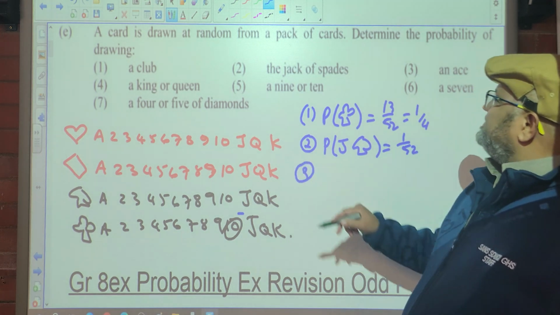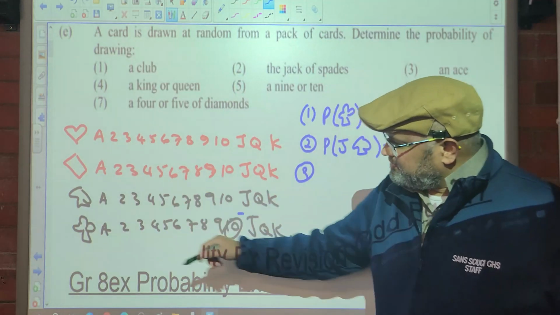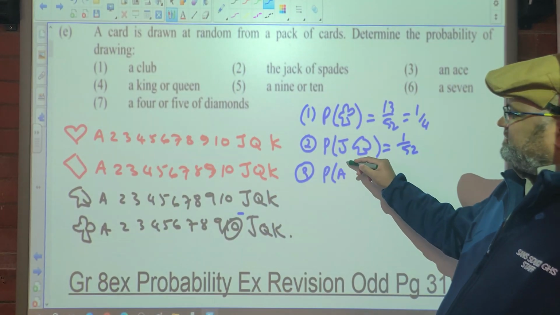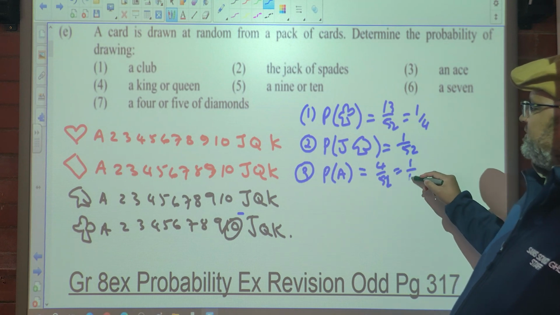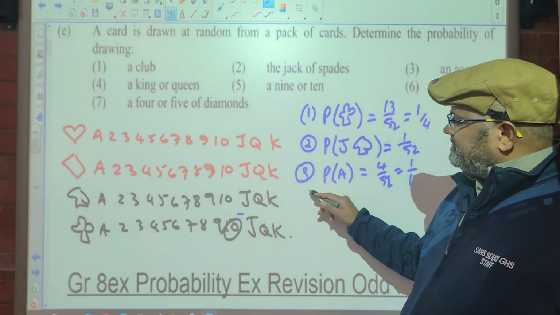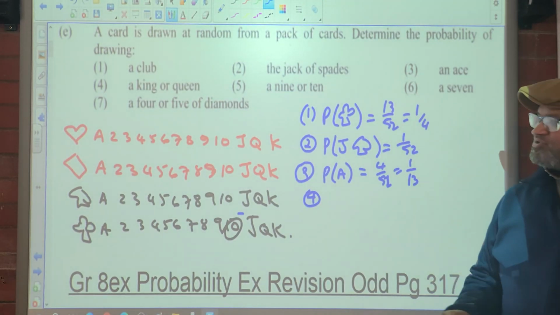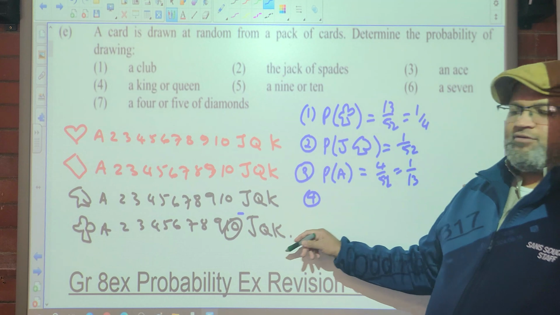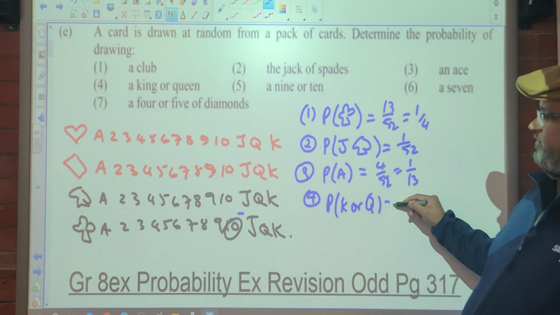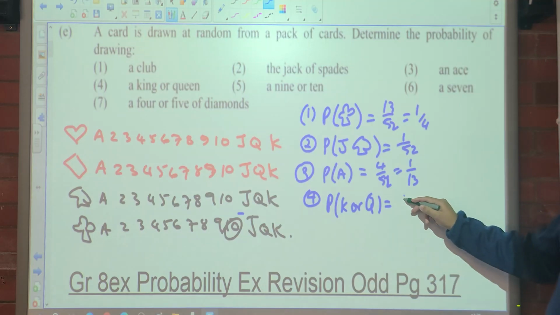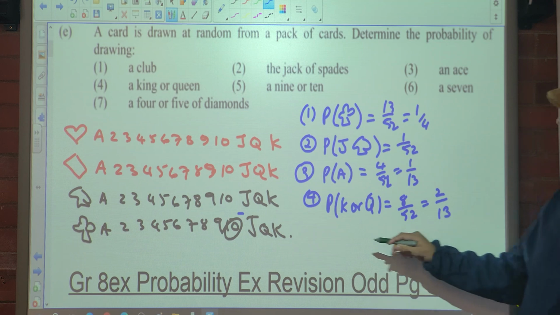Number 3, an ace. How many aces are there? 4 aces. So the probability of an ace is going to be 4 out of 52, which is 1 out of 13. Number 4, a king or queen. How many kings are there? 4. Queens? 4. Probability of king or queen is going to give you a total of 8 out of 52, which is 2 out of 13.